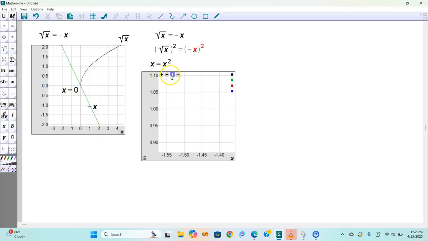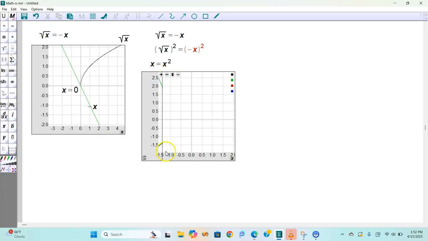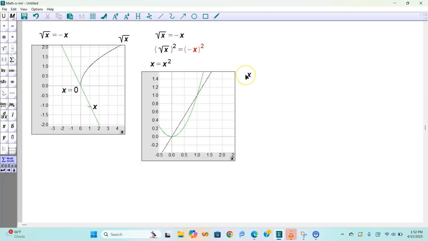Okay, let me try this again. This is the step that introduces the extra solution. Let me zoom in on the relevant portion right here. You see right here. So x equals 1 now has been introduced as an extra solution that does not solve the original equation. Look. You can visualize this with like little arrows.